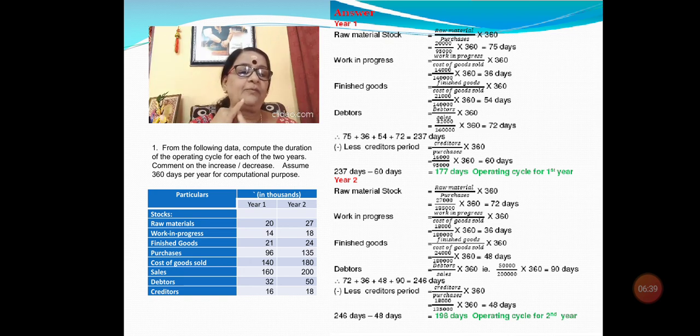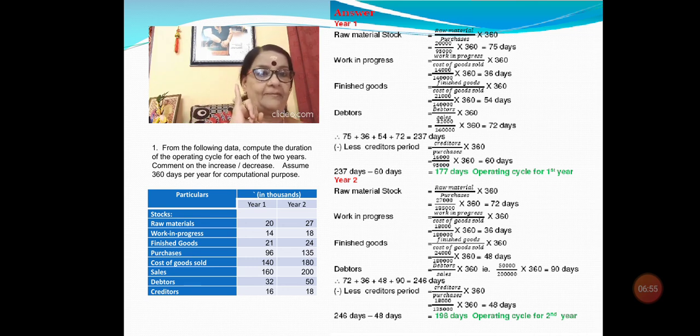So all the first four factors are added. From that we will deduct what? We will deduct the creditors payment period. So we will look into the factors.